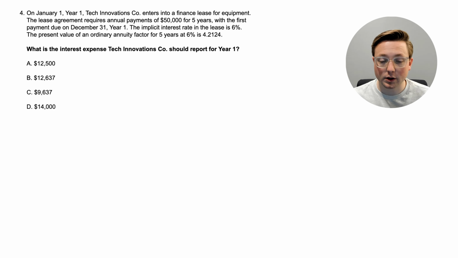On January 1st, year 1, Tech Innovations Co. enters into a finance lease for equipment. The lease agreement requires annual payments of $50,000 for 5 years, with the first payment due on December 31st, year 1. The implicit interest rate in the lease is 6%. The present value of an ordinary annuity factor for 5 years at 6% is 4.2124.